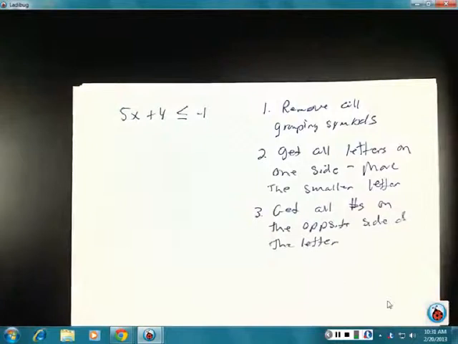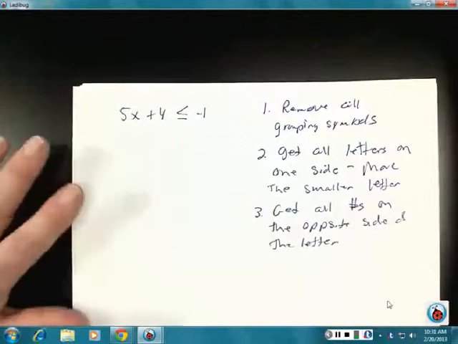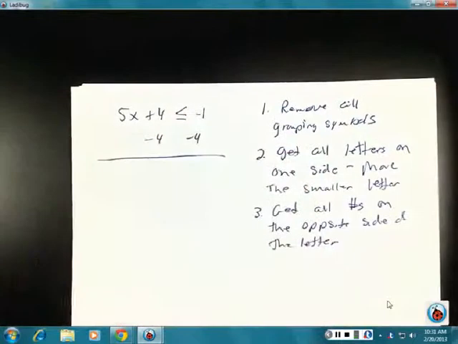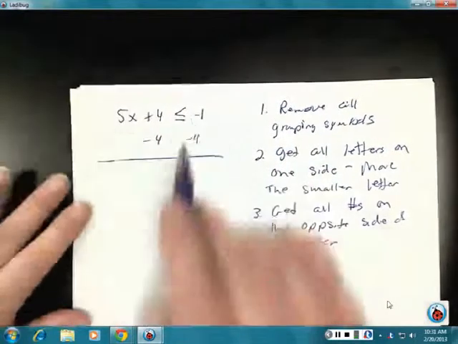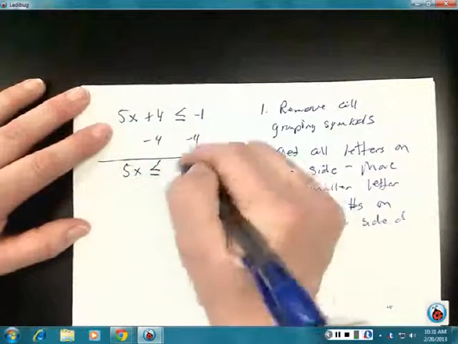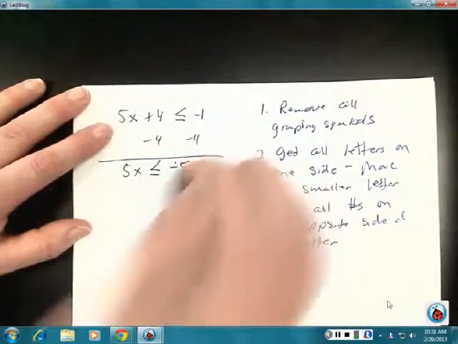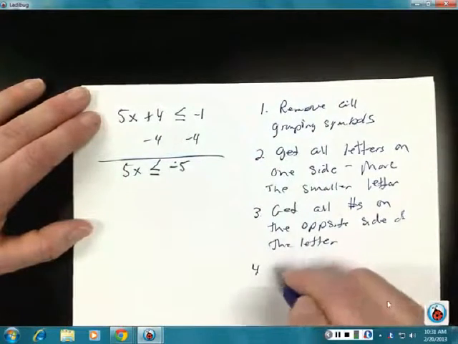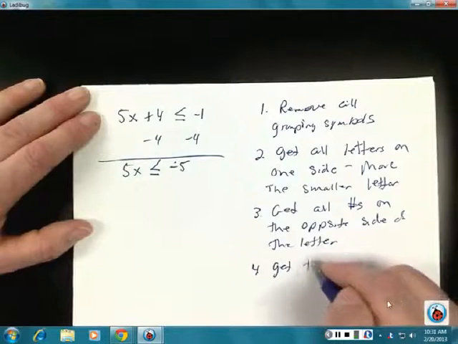So, do I have any numbers I've got to move? Yeah, I've got that 4 here, so I'm going to subtract 4. Basically you're doing it just like you had an equals sign in there. Don't let that inequality fluster you. So I get 5x is less than or equal to -5. Then get x alone, or get the variable alone.